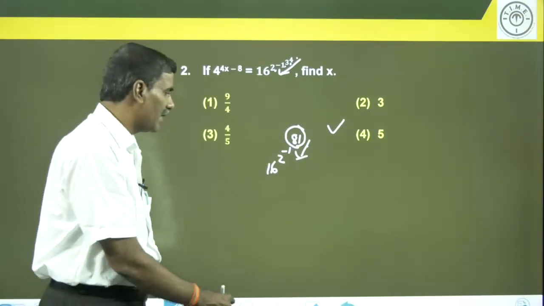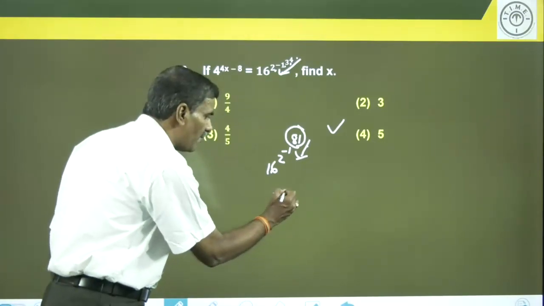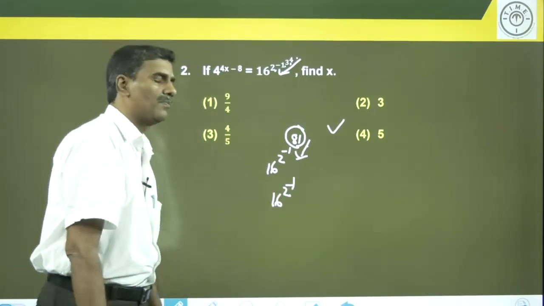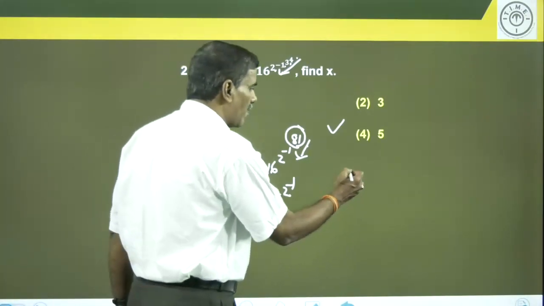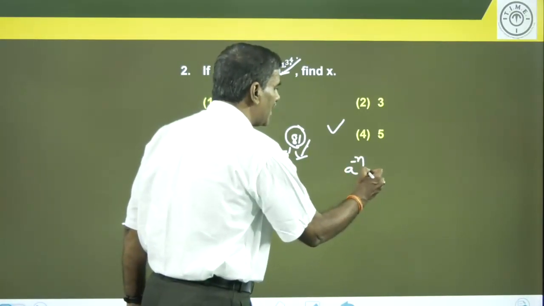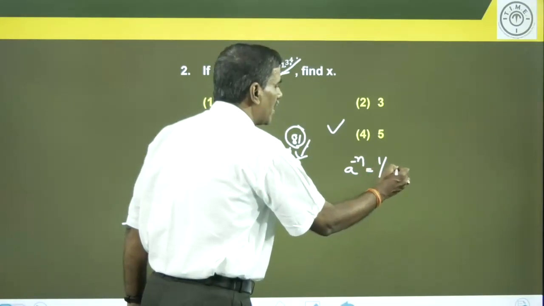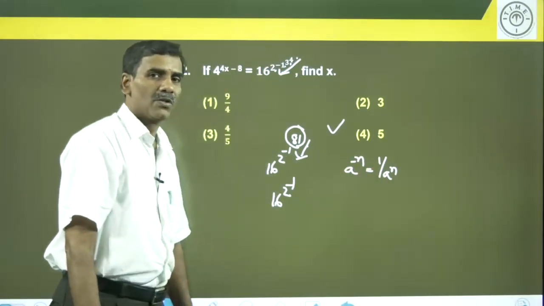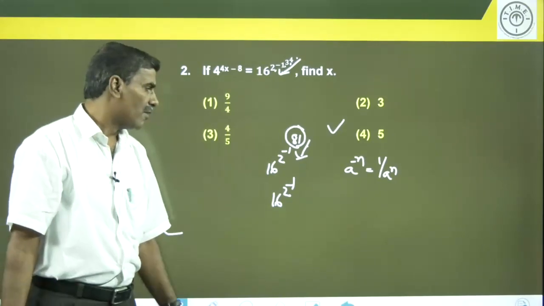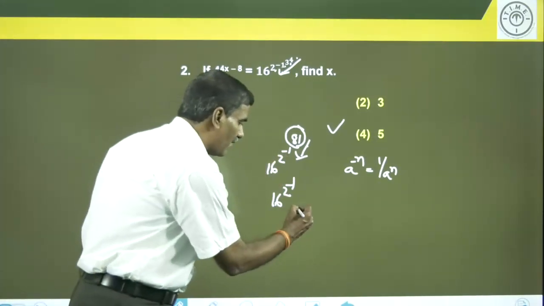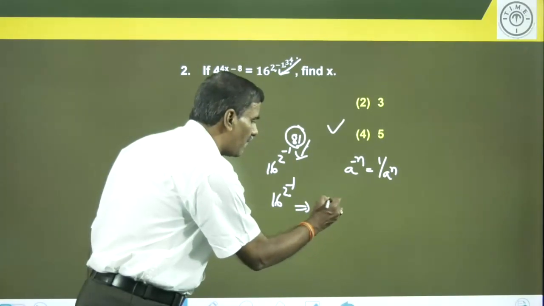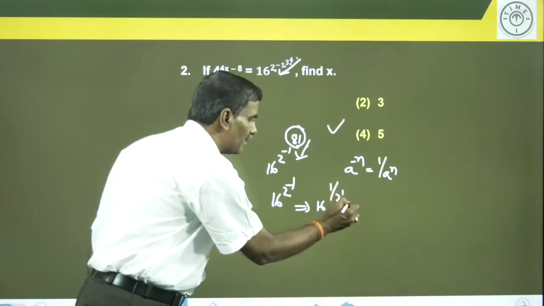So further, it will become 16 to the power of 2 to the power of minus 1. And we have a small point from our indices topic: a to the power of minus n is nothing but 1 by a to the power of n. So we can write this as 16 to the power of 1 by 2 power 1. Further we are writing this as 16 to the power of 1 by 2 power n.